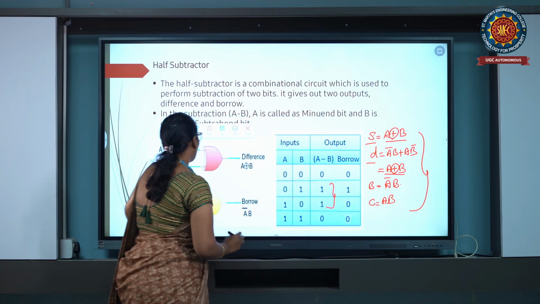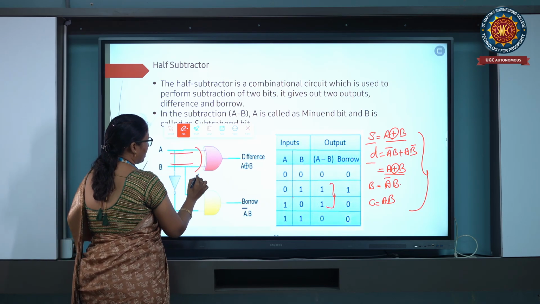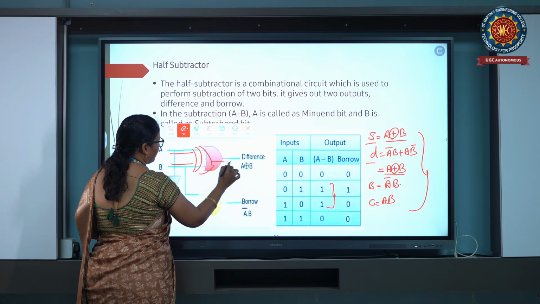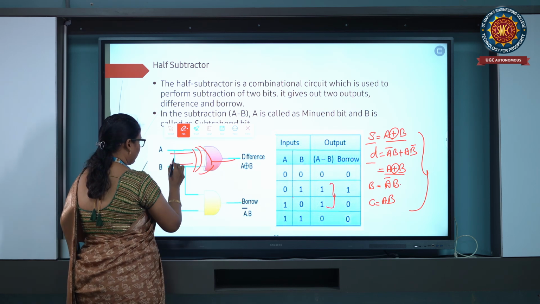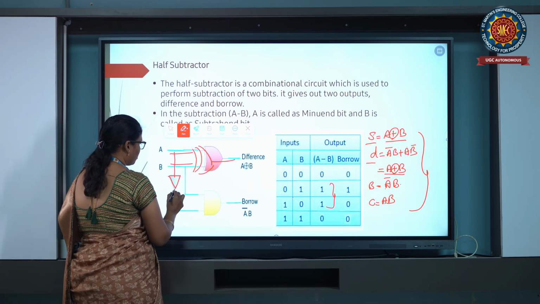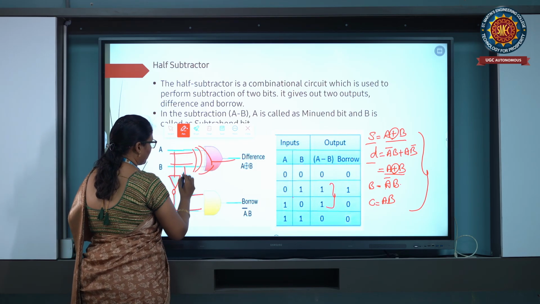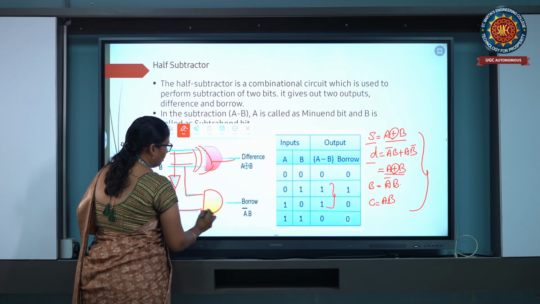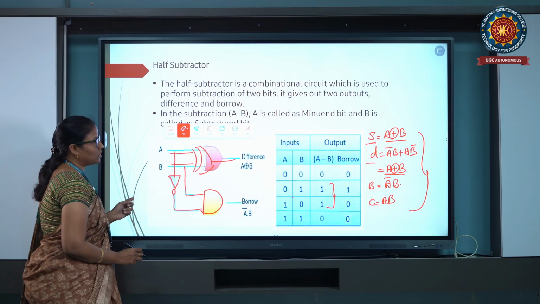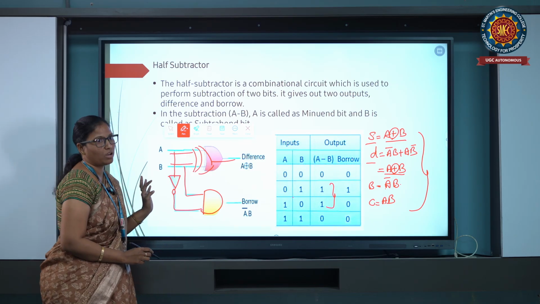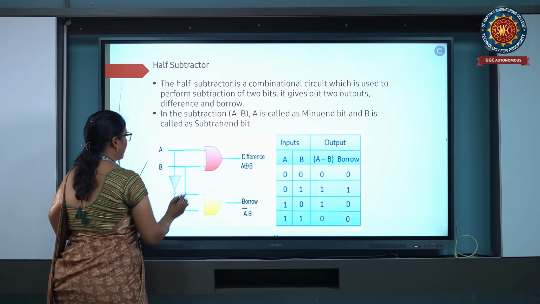From this we can draw the circuit diagram as two input variables are given to the XOR gate, that is nothing but XOR operations of A and B, and one input is inverted, that is we have given this one to the NOT gate and given to one AND gate. The other input we have given directly, that is the borrow we got is A bar dot B. The only difference in half adder and half subtractor is the NOT gate. Going to the full subtractor.